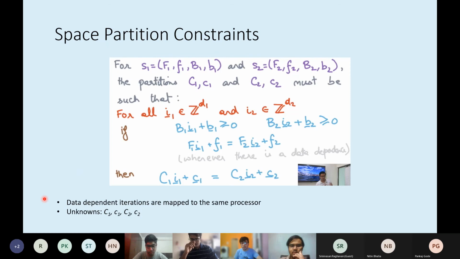Now we'll define the space partition constraints that we want. For any two statements S1 and S2, which could potentially be the same statement, each statement is a static access, defined by a four-tuple, capital F1, small f1, defining the memory access it is doing, and capital B1, small b1, denoting the iteration space. And same for the statement S2.